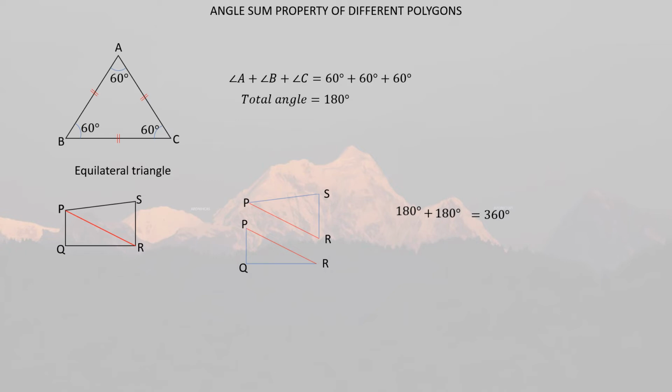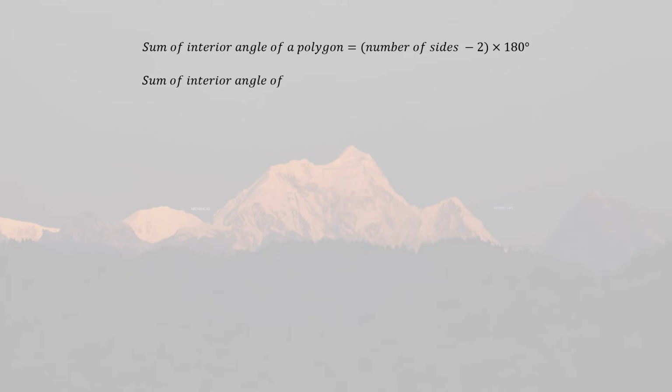Now, if we start doing this with every type of polygon, then it will be very meticulous work. So, to make it easier, it will be easier for us if we have a formula. The formula here is (number of sides minus 2) times 180 degrees, which can also be written as: sum of interior angles of a polygon equals (n minus 2) times 180 degrees, where n is nothing but the number of sides.